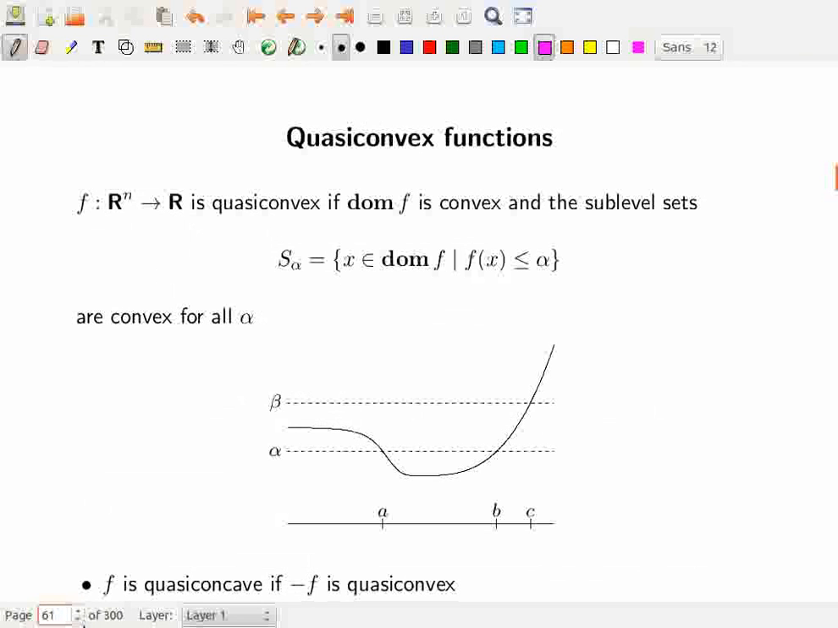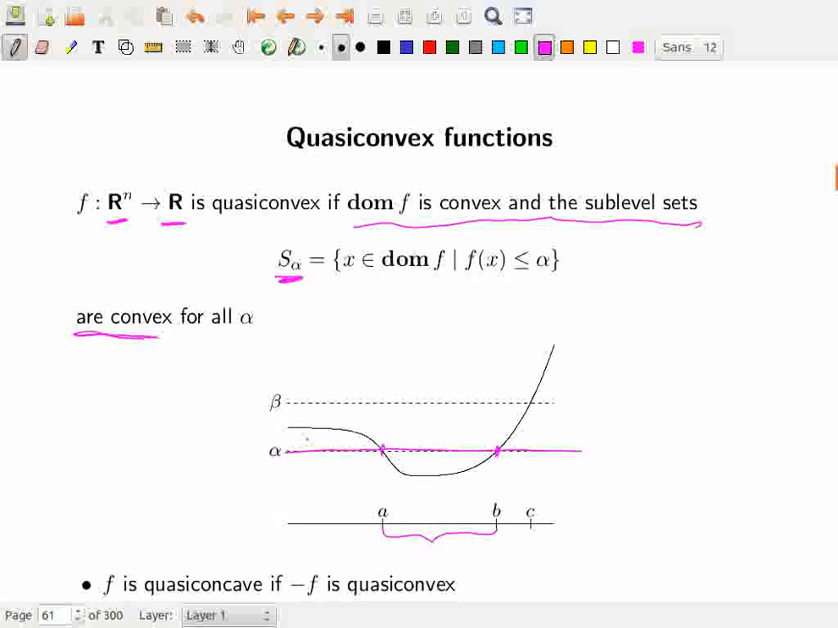Okay, the next topic is quasi-convex functions. As you can see here, a function f from Rn to R is quasi-convex if the domain of f and the sublevel sets S alpha are convex. It means if we draw a line here, the area in the domain, if this set from A to B is convex, the function is quasi-convex, and f is quasi-concave if minus f is quasi-convex.